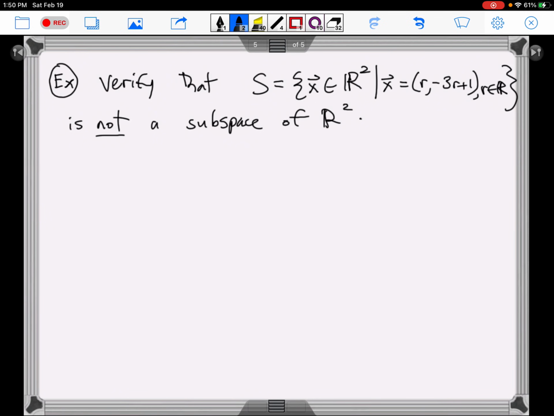All right, so how do you show that something is not a subspace? To show something's not a subspace, you have to find a counterexample to one of the axioms. If you can show that one of the axioms does not hold, then you're good to go, right? So let's do this the easy way here, right? If r were equal to 0, then this means that 0, 1 is inside of S. So we know it's not empty. And if r is equal to 1, then that means the vector 1, negative 2 is inside S, right?